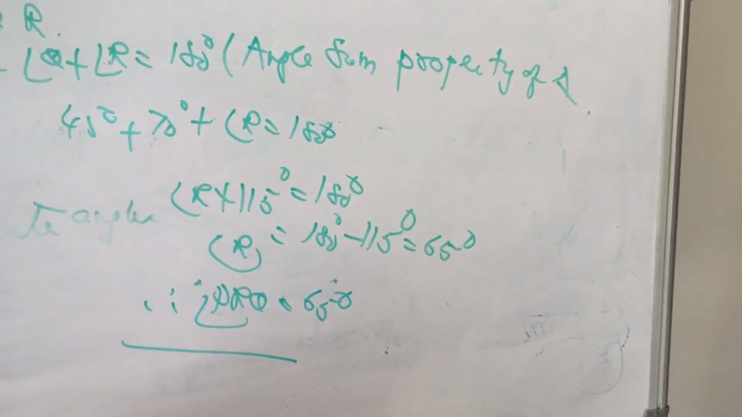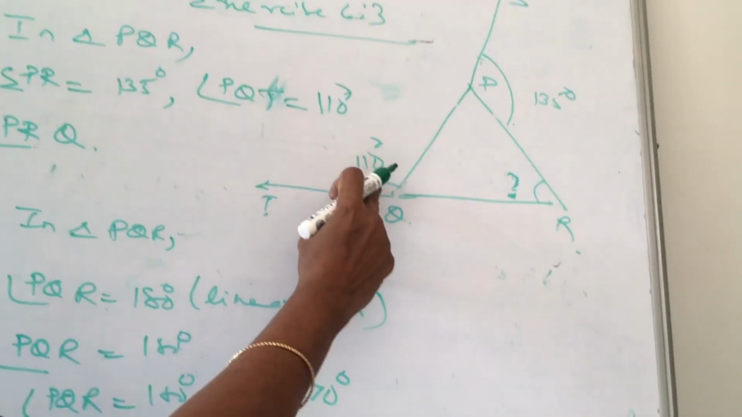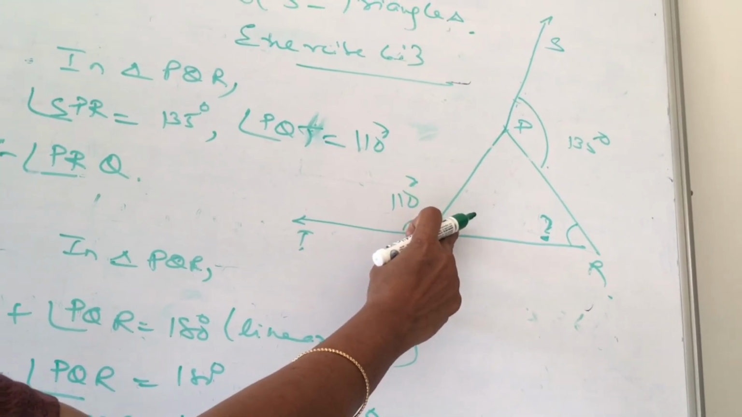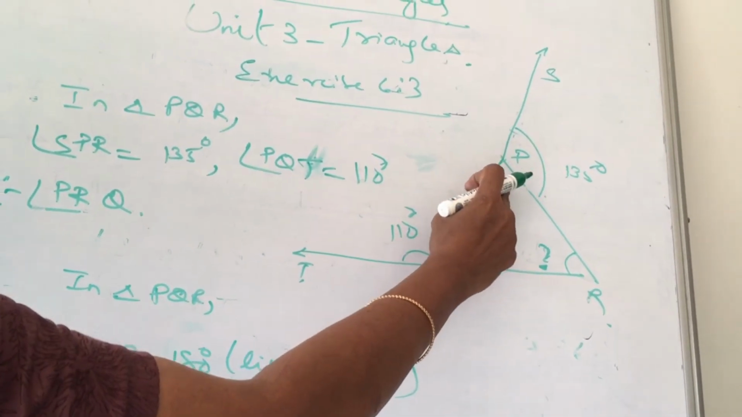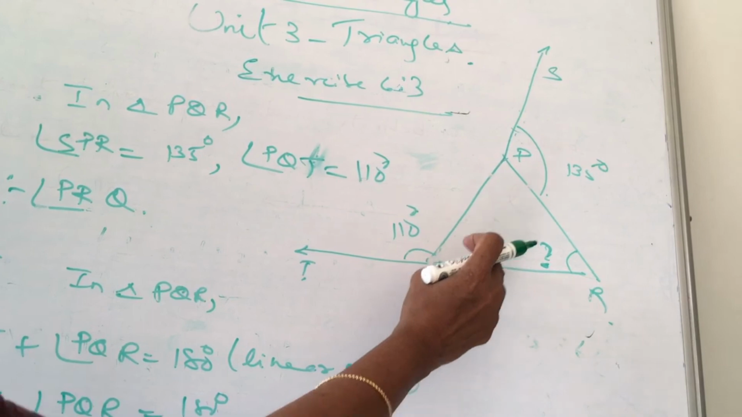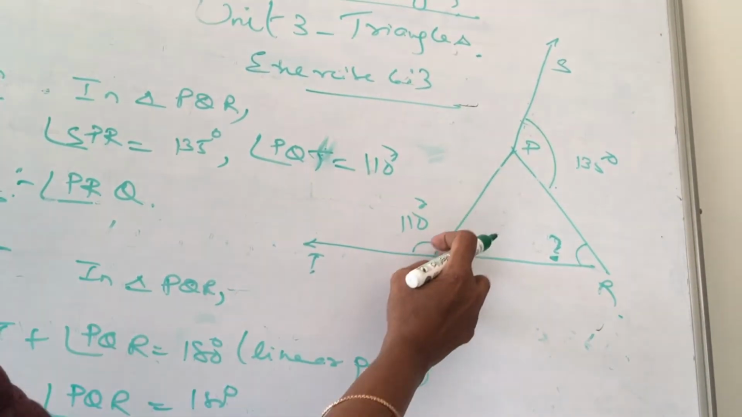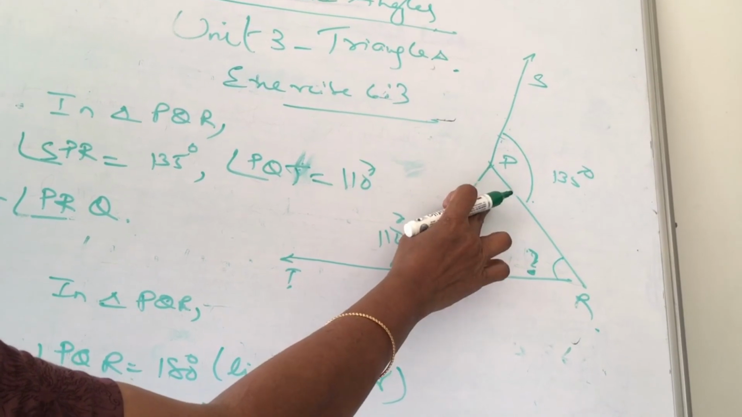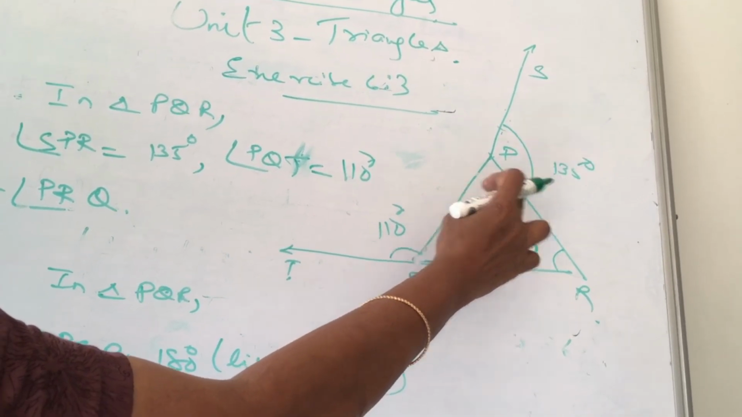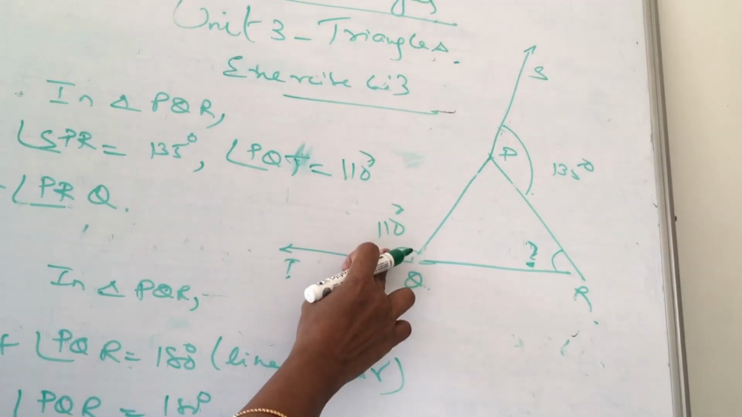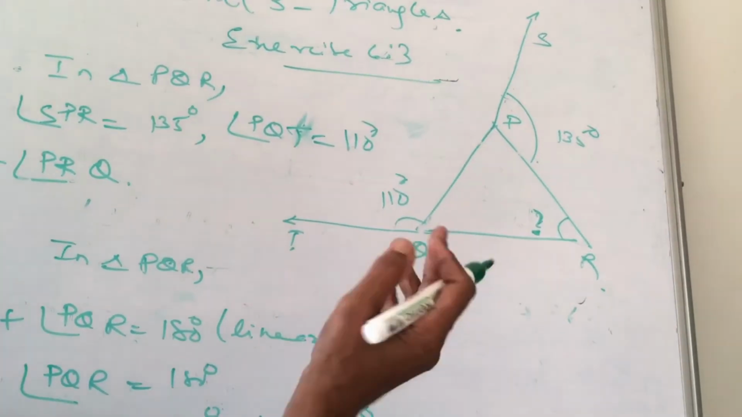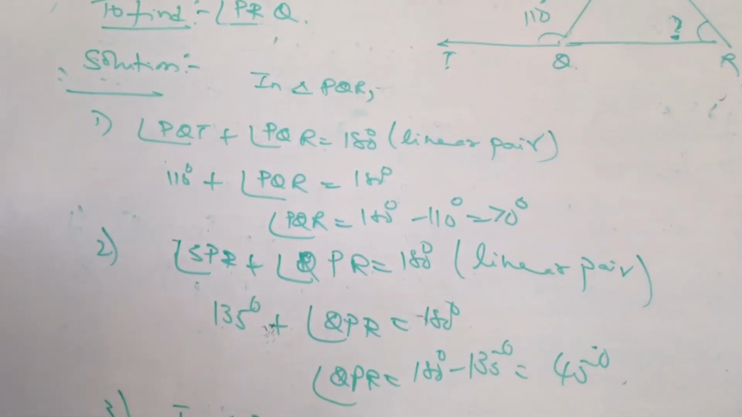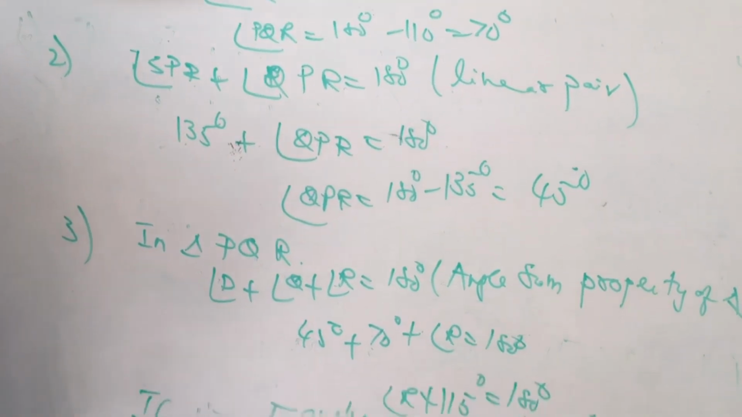The same sum you can do another way, children. For 110, you can make use of the exterior angle property also. For 135, the adjacent angle will be 45. 45 plus angle R is equal to 110. Therefore, angle R in this is equal to 65. Hope you have followed, girls.